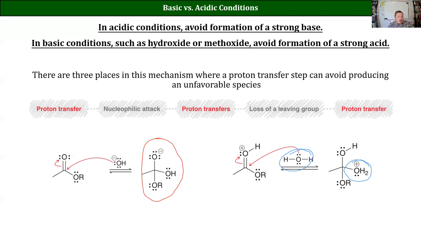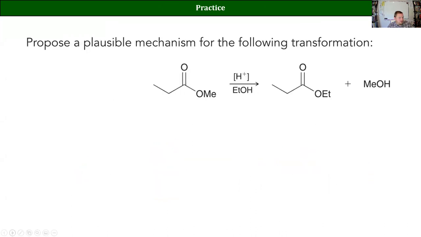Okay. So let's practice that. So if we're in acidic conditions, we have ethanol as our nucleophile. We have a methoxy group as our leaving group. What are the steps going to be to do this under acidic conditions? I'll give you guys a few minutes and then I'll write it out.